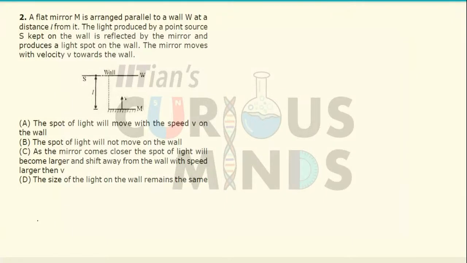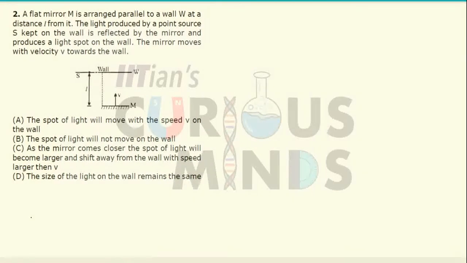A flat mirror M is arranged parallel to a wall W at a distance L from it. The light produced by a point source S kept on the wall is reflected by the mirror and produces a light spot on the wall. The mirror moves with a velocity v towards the wall. We have to calculate what are the following scenarios.